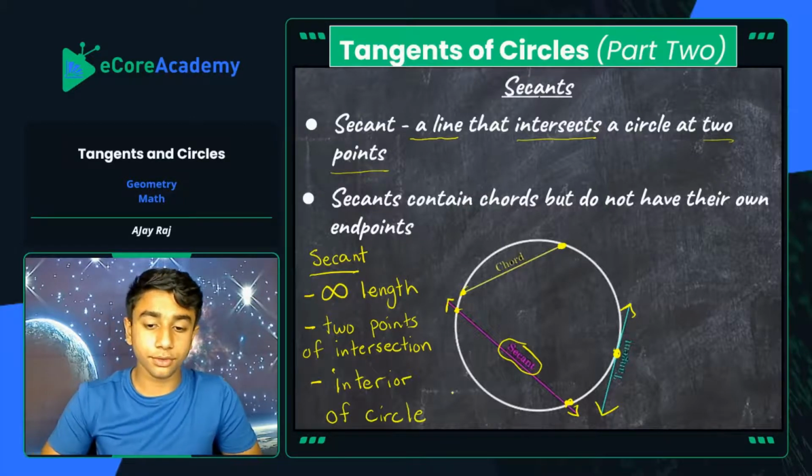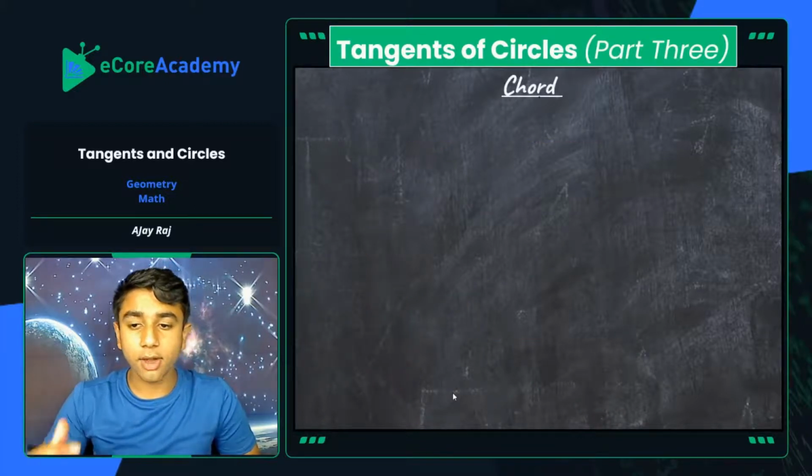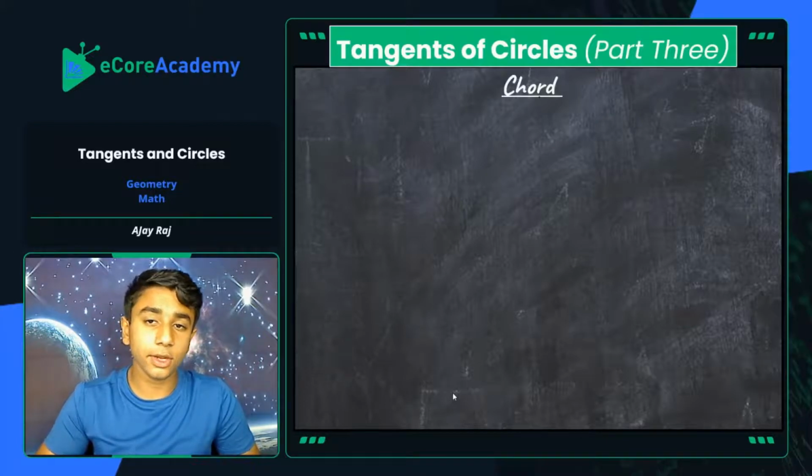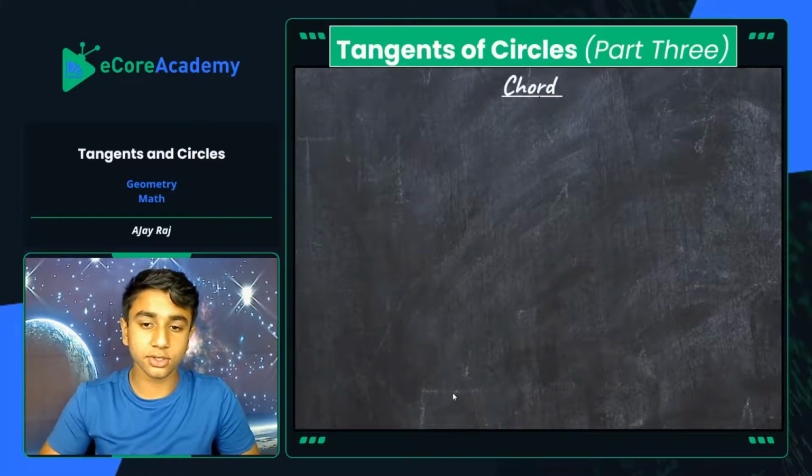All right, so those are our properties of secants. Now let's move on to tangents of circles part 3, and now let's look at chords. Now I did make a follow-up video to this video. There's a predecessor, but I did try and incorporate it in that same way. So this is a predecessor to the next video called Chords and Arcs.